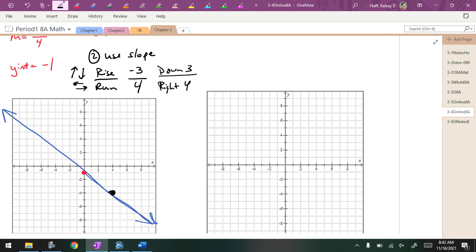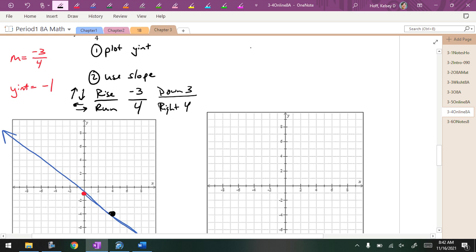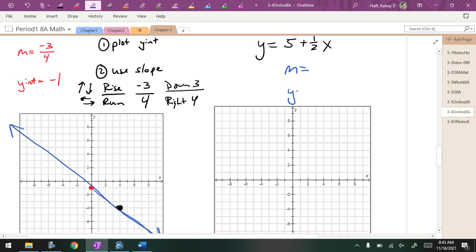Okay, I'm going to give you a new equation. Ready? Y equals 5 plus 1/2 x. Silently, everybody tell me the slope and the y-intercept on your paper. On your own. Ms. Hoff gave you a new one. And then I'm going to randomly select somebody. Write your slope, write your y-intercept.